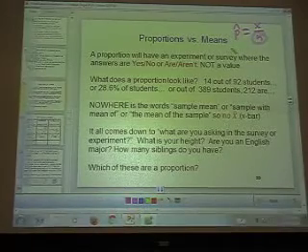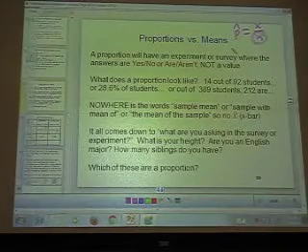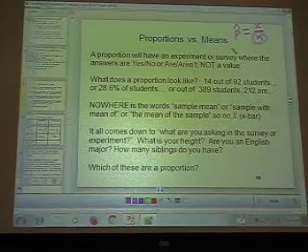Are you an English major? What kind of answers are those? Yes or no? Yes and no.